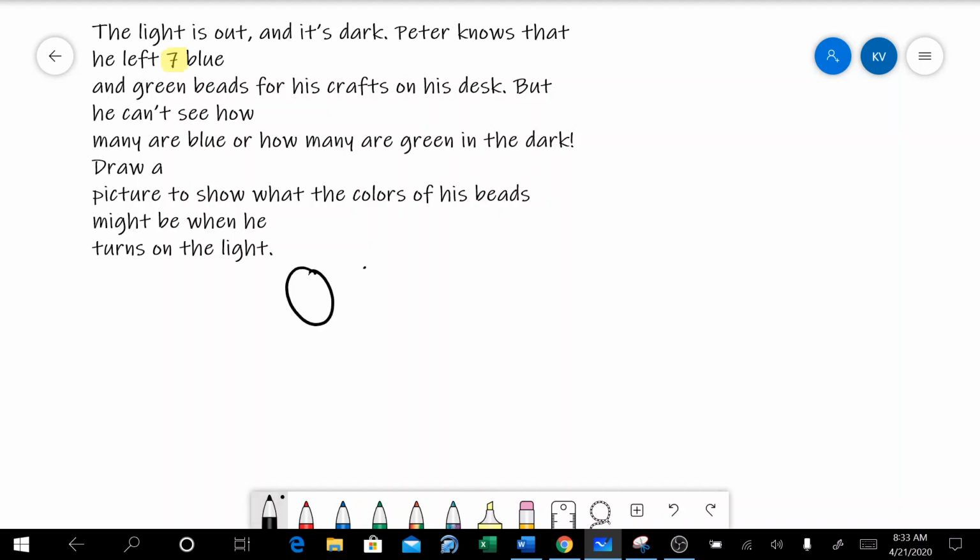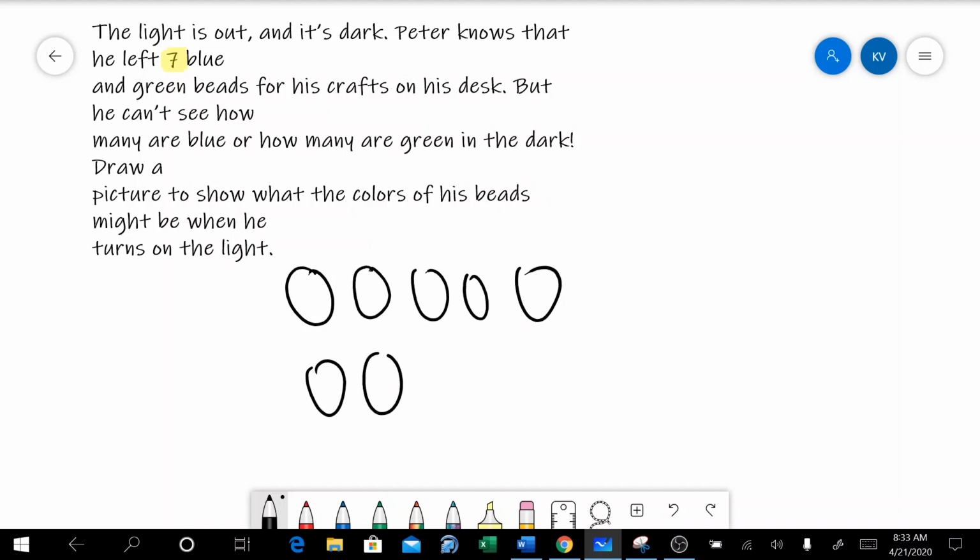So one, I'm going to do it the 5 group way. So 2, 3, 4, 5 on top, and then 6, 7. So I know I have 5 and 2, which makes 7. All right, what do we know about these beads? Are the beads all the same? No, right? The story said that he has some blue and some green, but he doesn't know because it is dark in his room. So we're going to have to find one way that his beads could be green and blue. So we're going to color some of our beads blue.